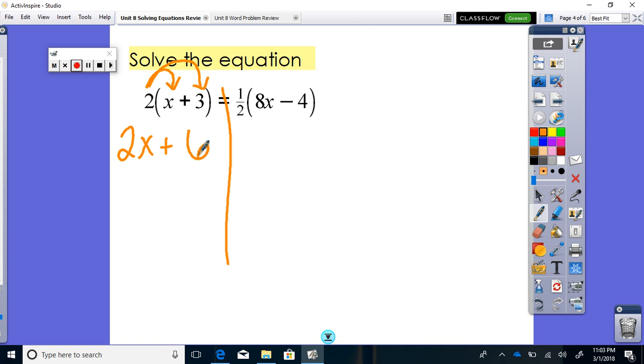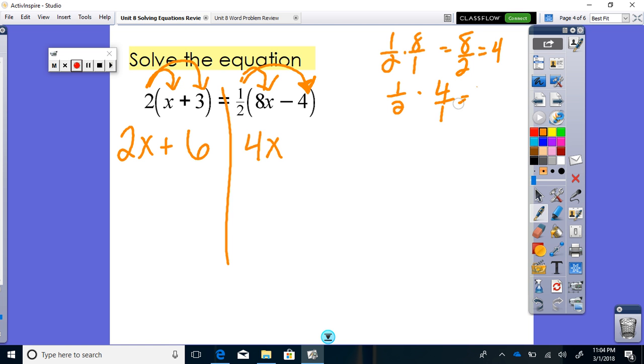Over here, when you're distributing a fraction, you're taking 1/2 of 8. So 1/2 times 8 over 1 will be 8 over 2, which is just 4. Half of 8 is 4. So 1/2 times 8x is 4x. And then half of 4 is 2, or 1/2 times 4 over 1 would be 4 over 2, which is 2. But it was a -4, so oops. It will be 1/2 times -4 is -2.